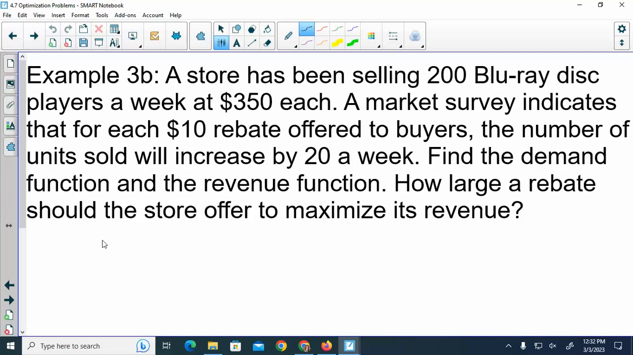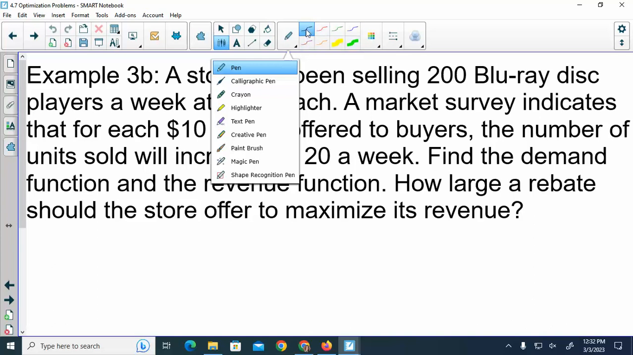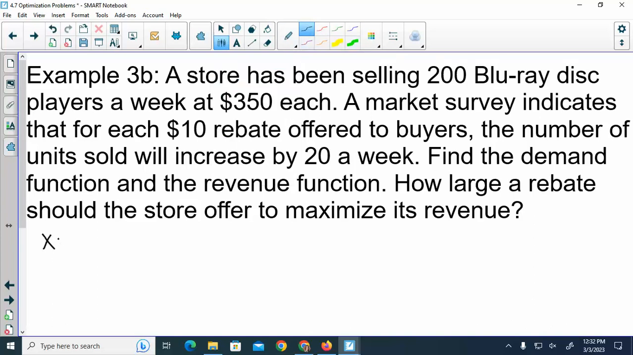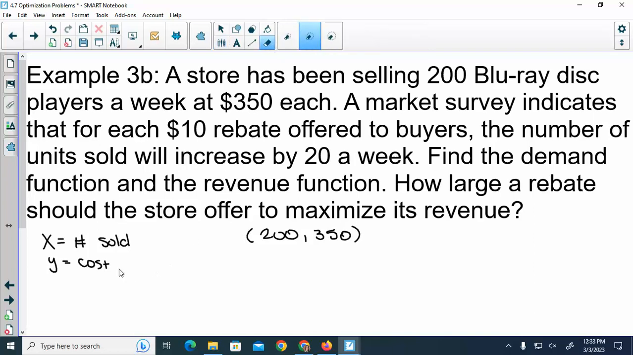So if I were going to write that as an ordered pair, let's make the X, we could technically do it either way, but to make life easy, let's say X is the number sold. And then the Y would be the cost. So that ordered pair would be 200, 350. Can I say price instead of cost? Because that's not what it costs them to make it, that's what they sell it for, the price.